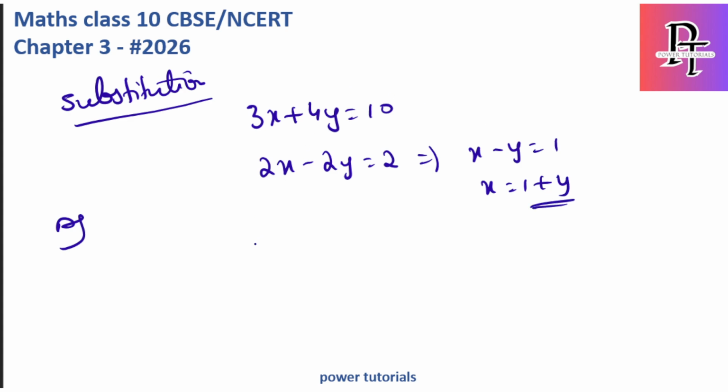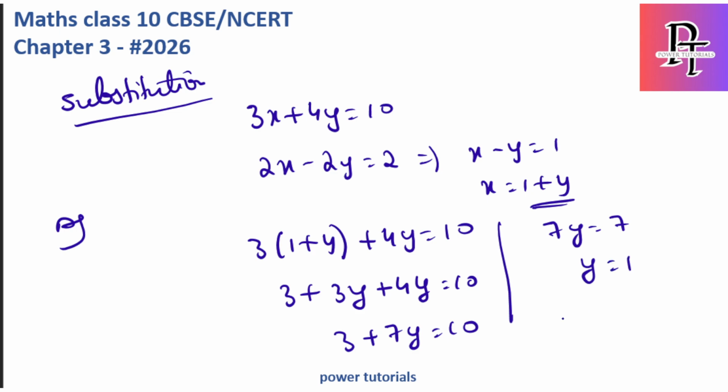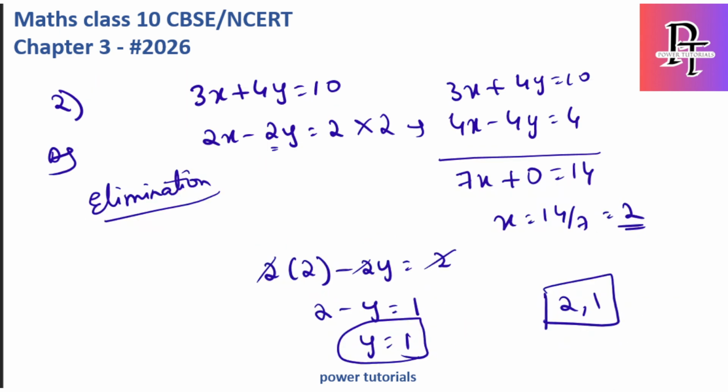Substitute in this equation: 3 into 1 plus y plus 4y is equal to 10. So this becomes 3 plus 3y plus 4y is equal to 10. So this is 3 plus 7y is equal to 10, or 7y is equal to 10 minus 3, which is 7. So y is equal to 1. So y is 1, x becomes 1 plus 1, which is 2. So the answer I got is 2 comma 1. Okay, now we got both the values the same.